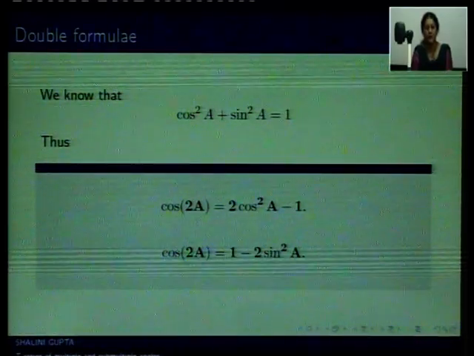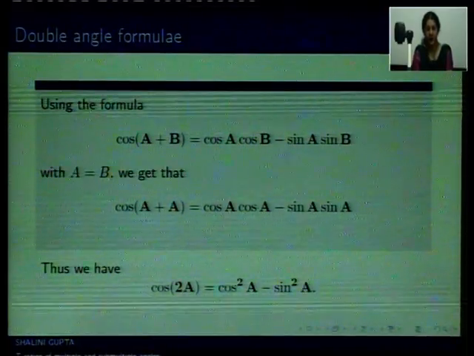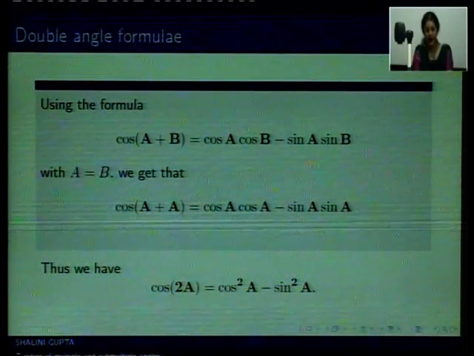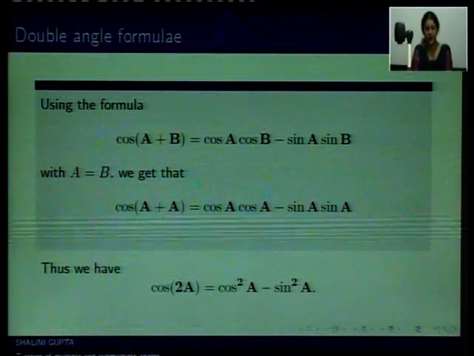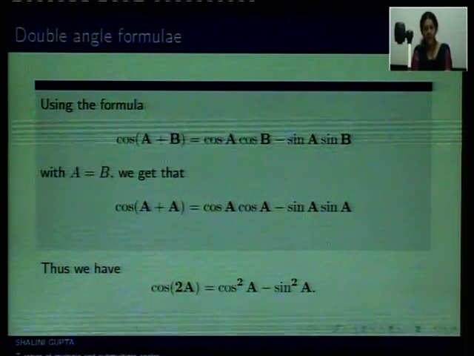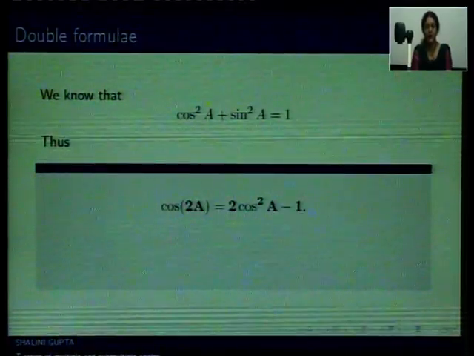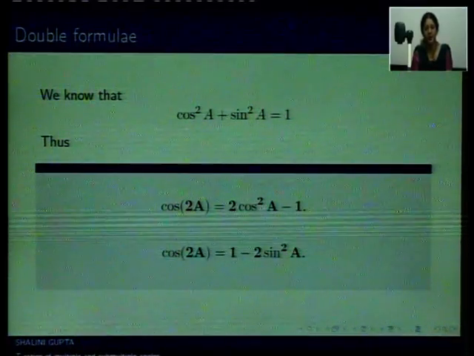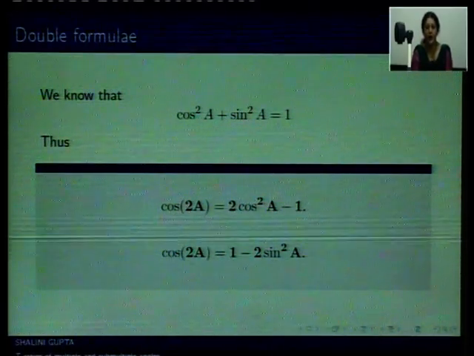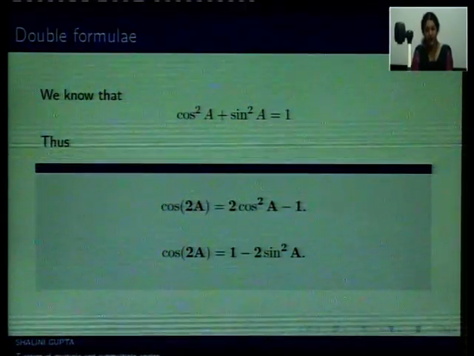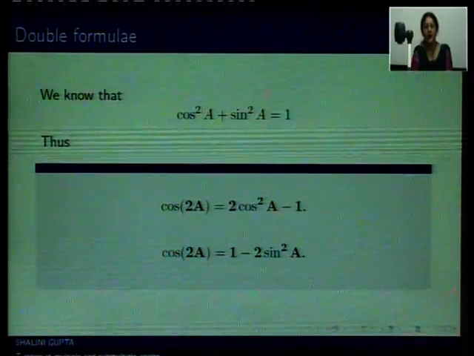Similarly, if I put here sine square a equal to 1 minus cos square a, then I will get cos square a minus 1 plus cos square a. So it becomes 2 cos square a minus 1. So these are the three equivalent forms for the double angle formula for cosine. So cosine 2a is cos square a minus sine square a, which is equal to 2 cos square a minus 1, which is equal to 1 minus 2 sine square a.